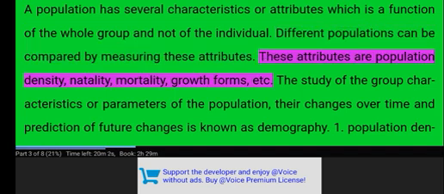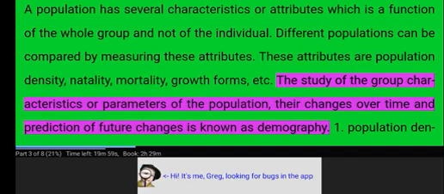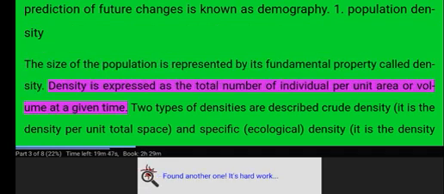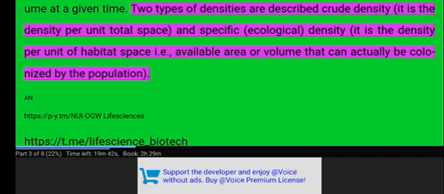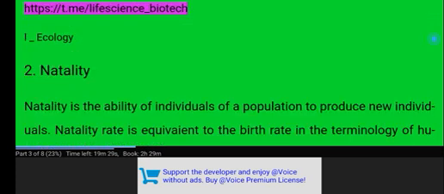These attributes are population density, natality, mortality, growth forms, etc. The study of the group characteristics or parameters of the population, their changes over time and prediction of future changes is known as demography. 1. Population density. The size of the population is represented by its fundamental property called density. Density is expressed as the total number of individuals per unit area or volume at a given time. Two types of densities are described: crude density, which is the density per unit total space, and specific ecological density, which is the density per unit of habitat space, i.e., available area or volume that can actually be colonized by the population.